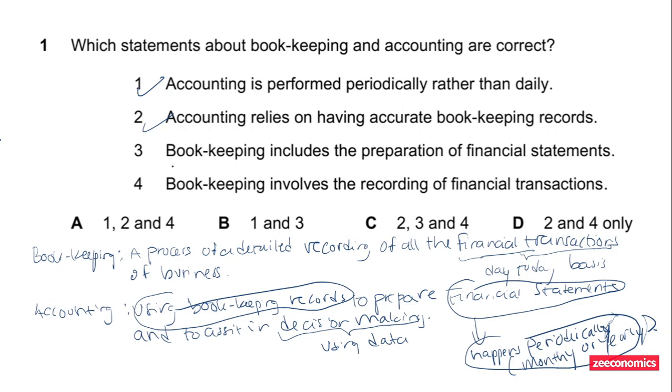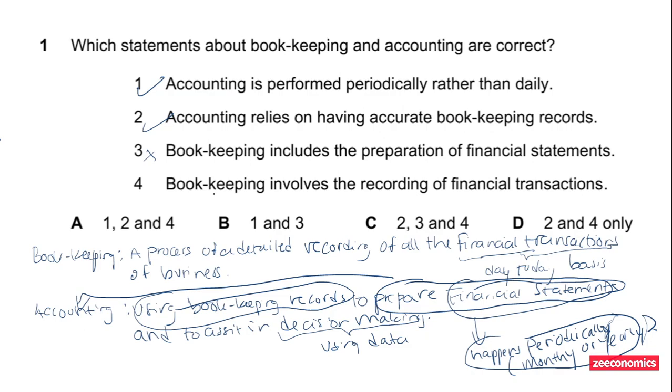Possible answer number 3. Bookkeeping includes the preparation of financial statements. As you can see here, to prepare financial statements is the process of accounting, not the bookkeeping. Bookkeeping is actually recording the daily or day-to-day financial transactions. Okay, so option number 3 is incorrect.